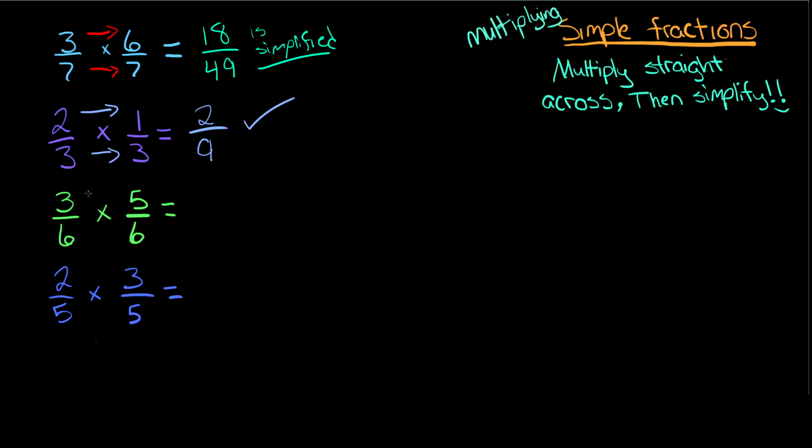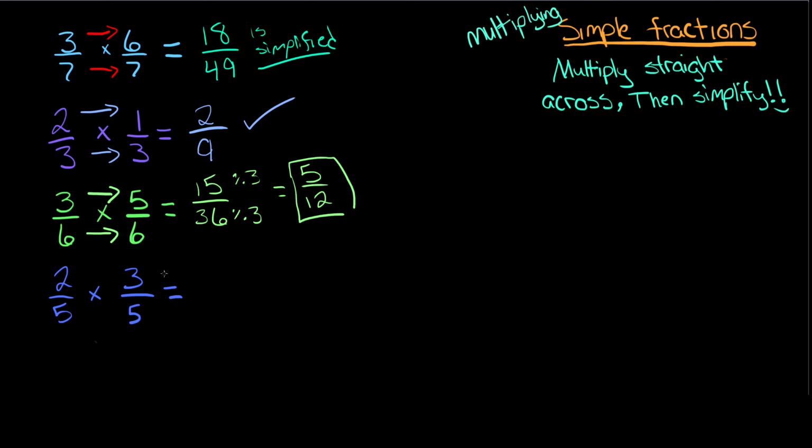Here we have 3 times 5 and 6 times 6. So 3 times 5 is 15 and 6 times 6 is 36. And here we do have the number 3 that goes into both top and bottom, so we'll divide both of these by 3, and that gives us our end result of 5 over 12 as our end fraction.